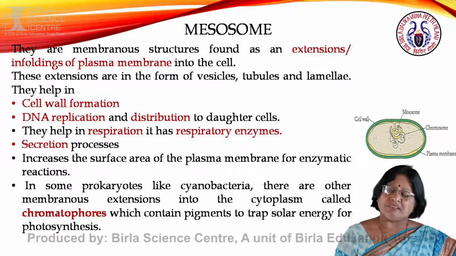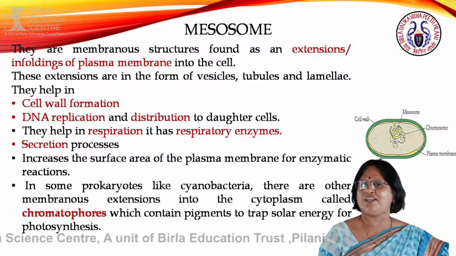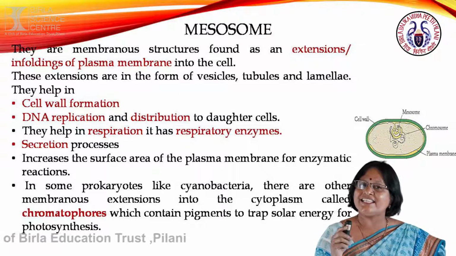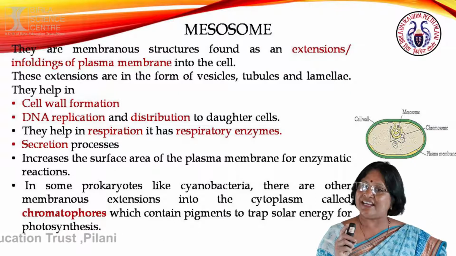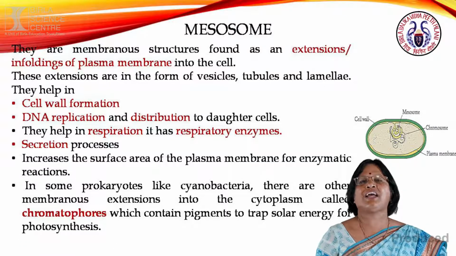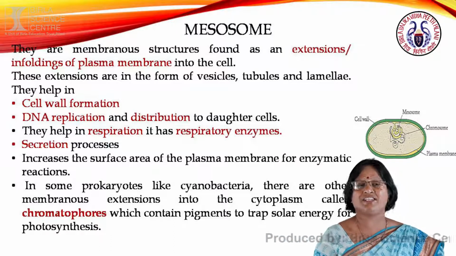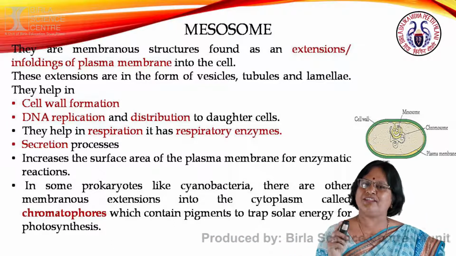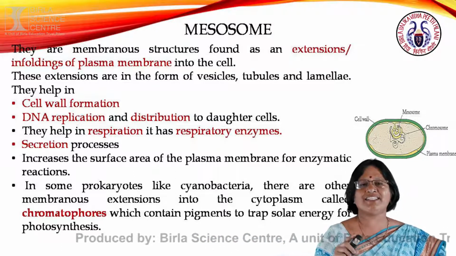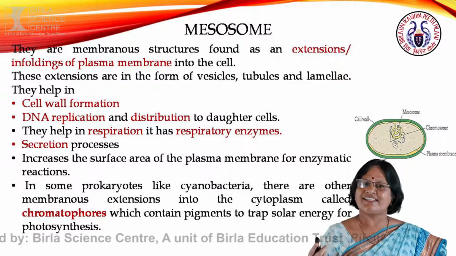The next function of mesosome is that it is actually like the mitochondria of the eukaryotic cell. It is the site where respiratory enzymes are present. Hence, here the respiration happens, the food is oxidized, and energy is produced. So this is actually the powerhouse of a bacterial cell. This also helps in secretion of substances from the bacterial cell.